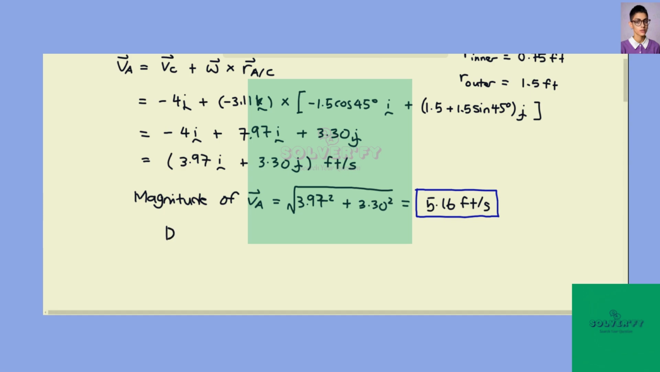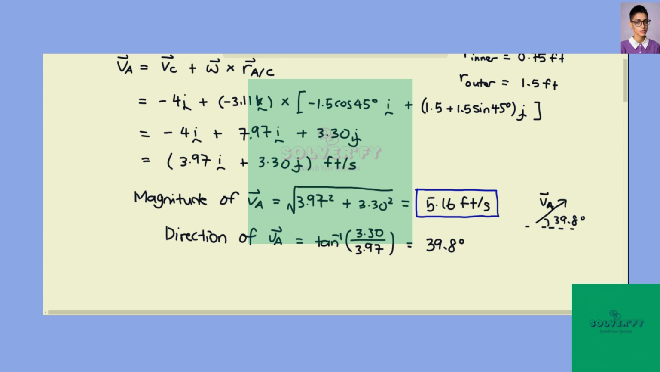Then the direction of VA. You take the arctangent of the vertical component, which is 3.30, divided by the horizontal component, and the angle will be 39.8 degrees. We have positive x and positive y, so that means this angle is 39.8 degrees. So this is the direction of VA.